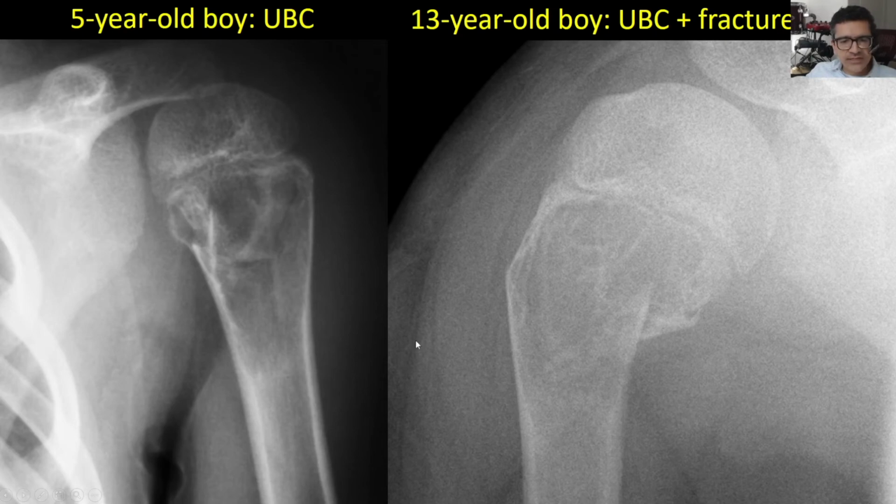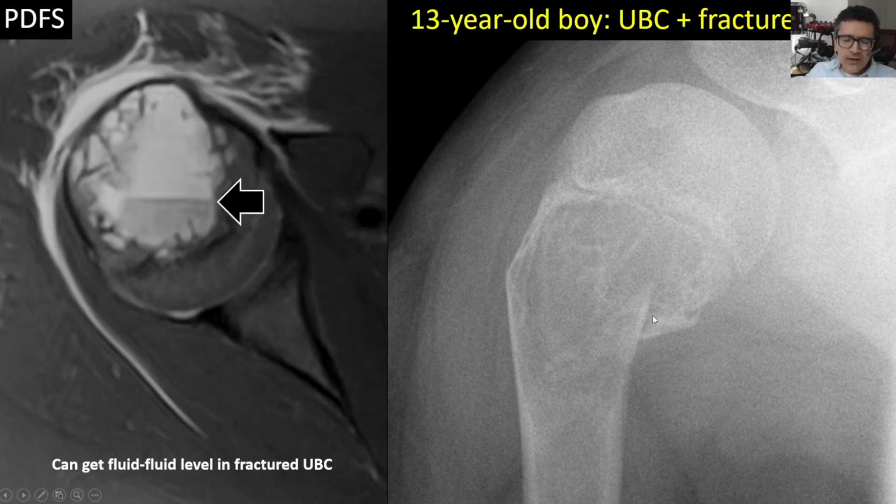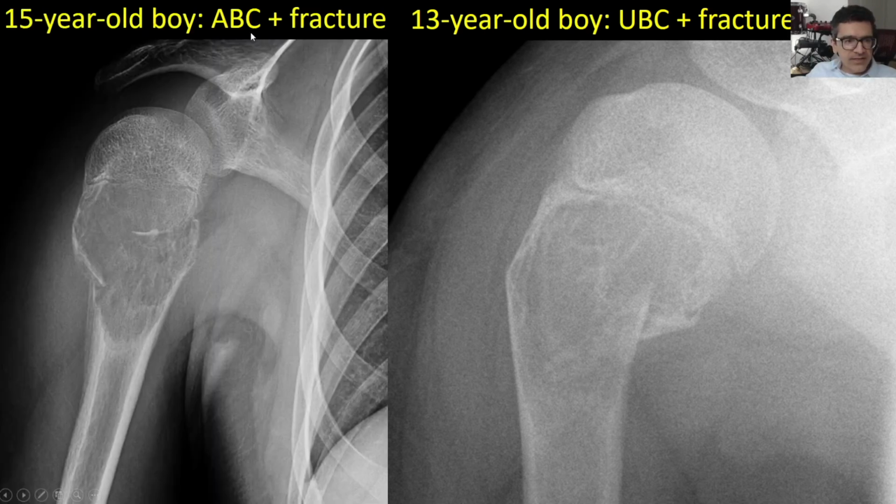5-year-old boy, UBC here. 13-year-old boy, kind of on the older range for UBCs, but he has a UBC here and a pathological fracture. On MR, if the patient has had a pathological fracture, the simple cyst may not necessarily look so simple. This patient, because of the fracture, has a fluid level, which we typically associate with aneurysmal bone cyst, but because of the fracture here, we can see it in the UBC. And this is a 15-year-old with an ABC and a fracture, and a very similar appearance, but just in an older age group.